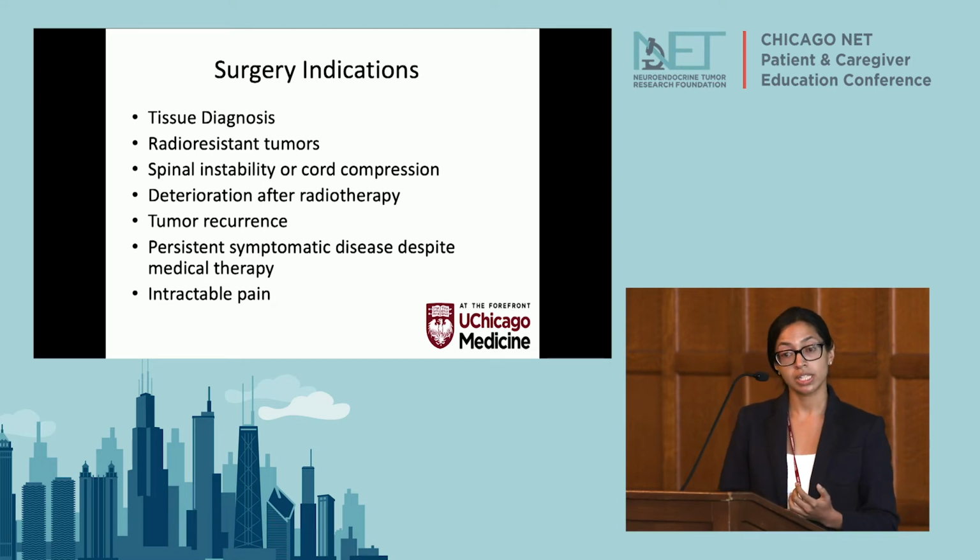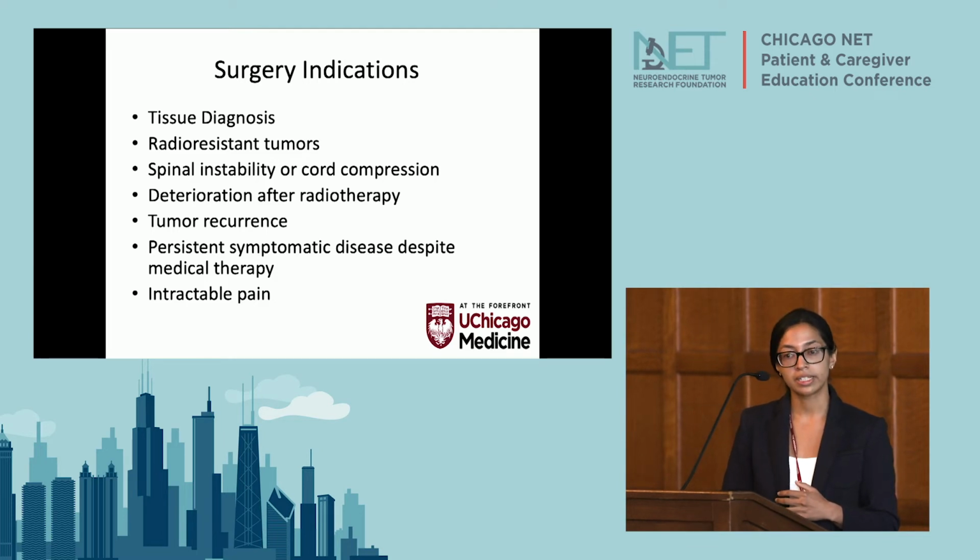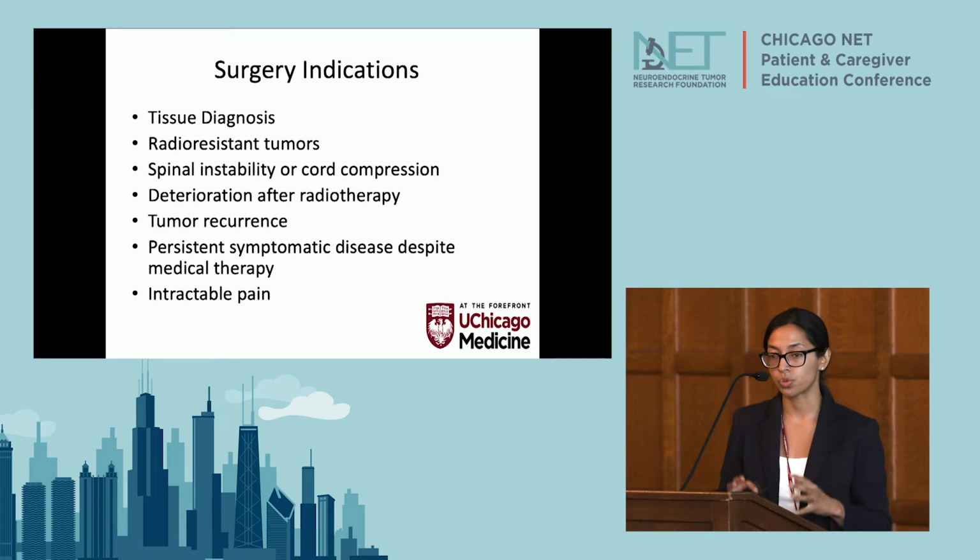If you have a radioresistant tumor, which some neuroendocrine tumors are, in which case surgery is the only way to relieve the pressure on the spinal cord. If you have cord compression or spinal instability, in which case we have tools to help you with that, like screws and rods. I'll show you some pictures of that.